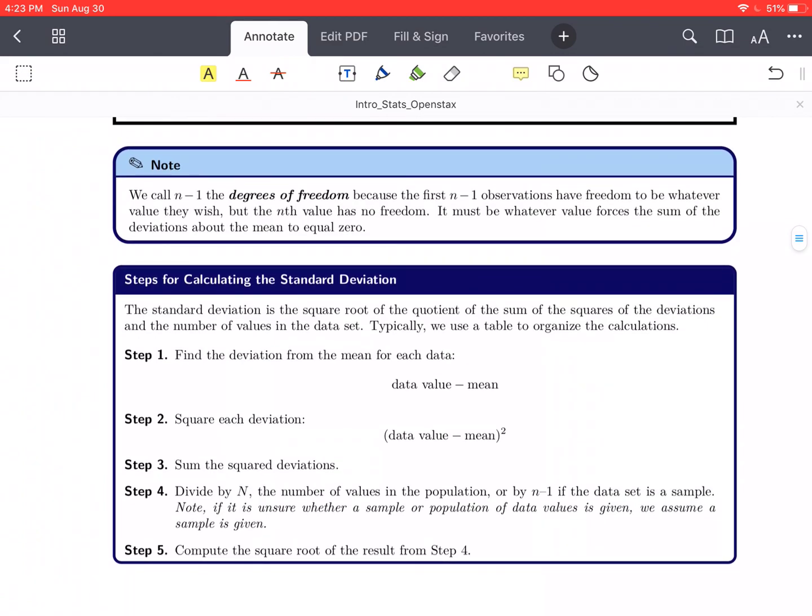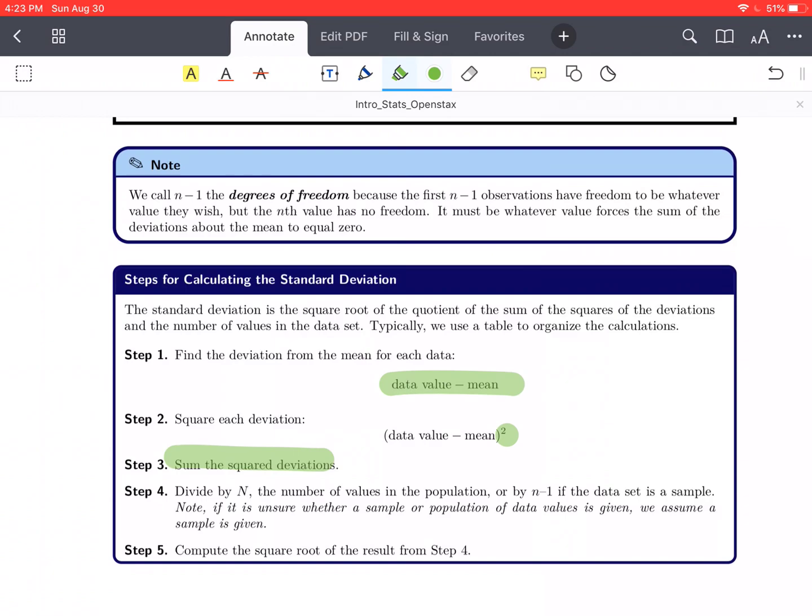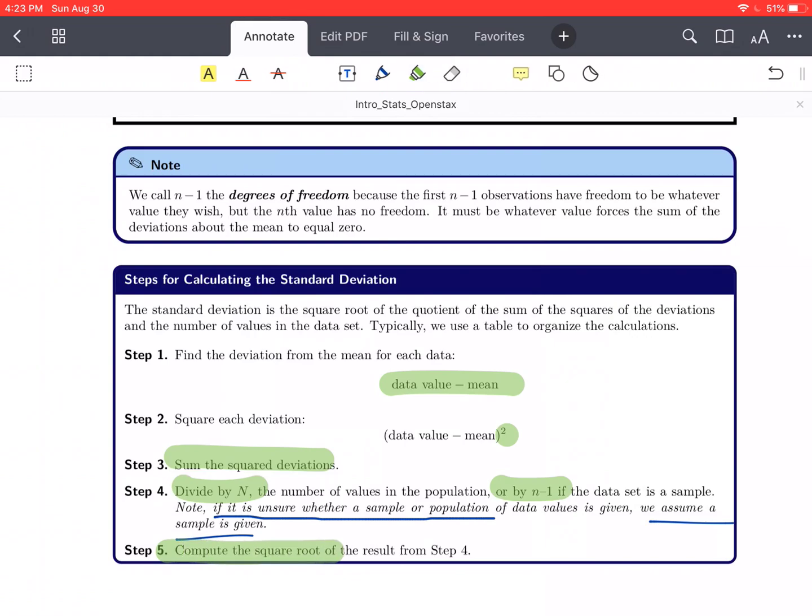In order to calculate standard deviation, we find the deviation for each data point, so data value minus mean. You square it, add those up, divide by either the size of the population or by n minus 1 if it's a sample, and compute the square root. A good note: if you're not sure whether it's a sample or population, assume that it's a sample. That's always safer. So this is our step-by-step process.